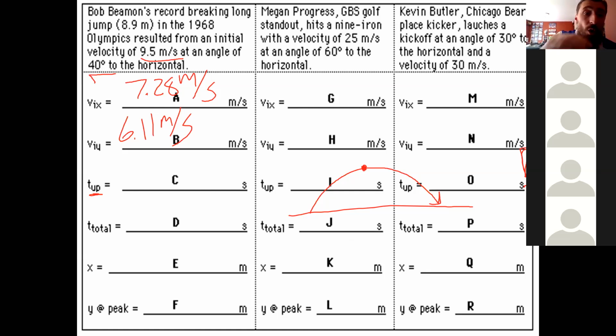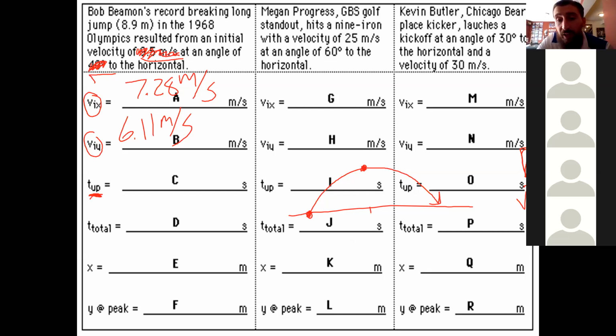So here's the thing. Once you find VIX and VIY, you never use these numbers again. So don't use them. You're not using VO and angle. If I look here, what do I know in the X direction right now? The only thing I know is VOX is 7.28. Do I know anything about delta X to the point where he's at the highest? I don't know anything about that, right? So I have to use Y equations here, Y variables. I need to describe his motion from start to the highest point, in other words, the time it takes to go up.